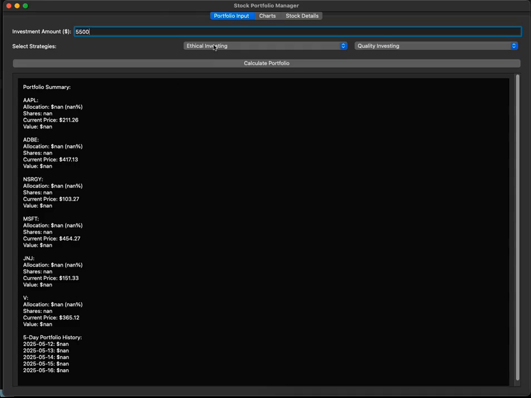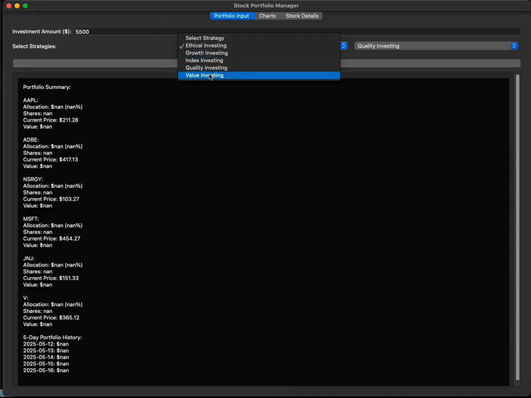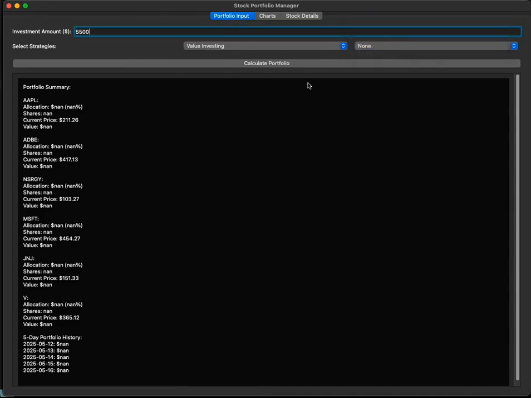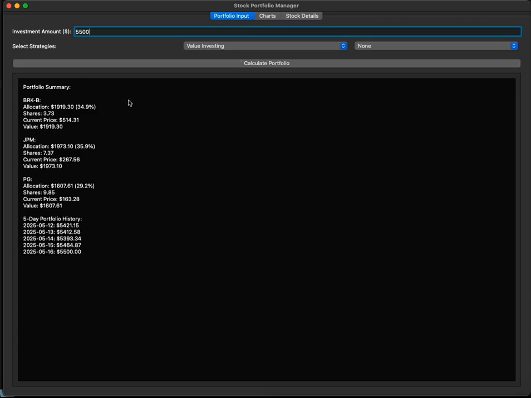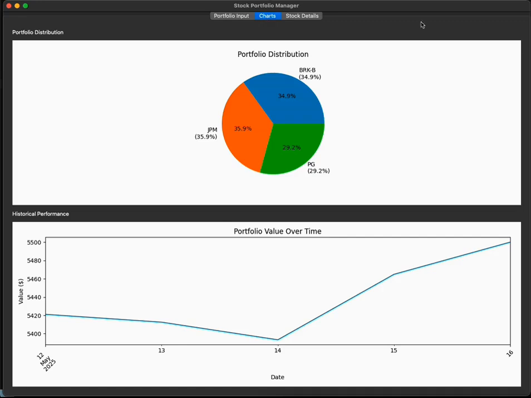Test Case 9, Single Strategy, Value Investing, $5,500. This minimal case involved just 3 stocks, BRKB, JP Morgan, and PG. Allocations were 34.9%, 35.9%, and 29.2% respectively, rounded correctly. The graph started at $5,421 and returned to $5,500 on May 16, matching expected daily market behavior.